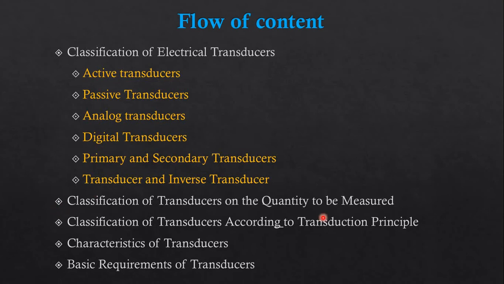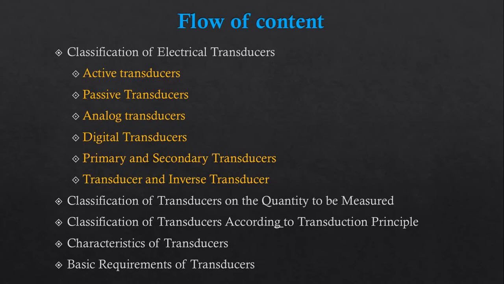Then after, classification of the transducer on the quantity to be measured. So which kind of quantity we are going to measure, according to that we can classify our transducer. Then after, classification of transducer according to transduction principle. So which kind of principle we are following in our transducer, based on that there are different classifications. After that, characteristics of transducer. There are several characteristics of the transducer and basic requirements of transducer in our day-to-day life. So why we require transducer in our everyday life.